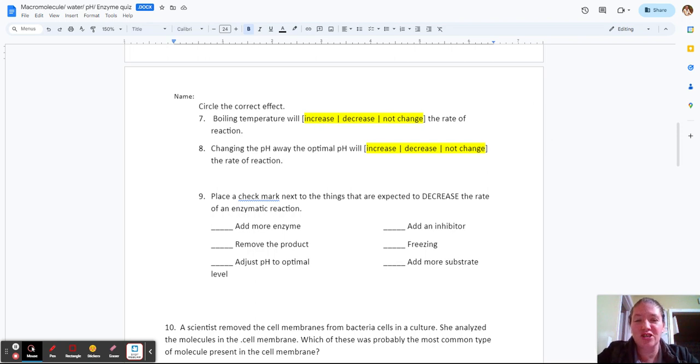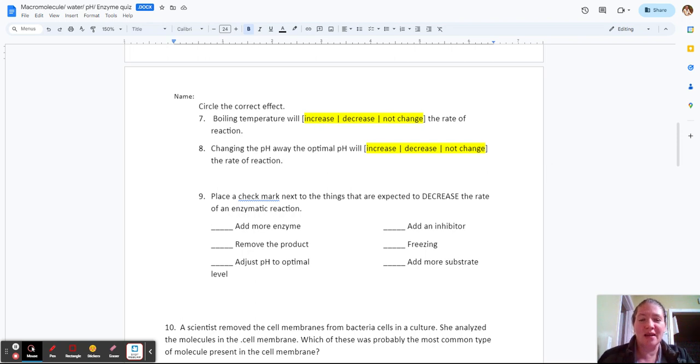Number 8, changing the pH away from the optimal pH. So here, the keywords are away from the optimal. Optimal means perfect. So that's our perfect pH. If we moved away from the pH that was perfect, it's going to decrease that rate of reaction because we've moved it away from perfect.